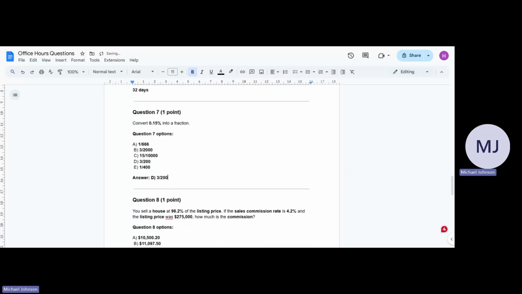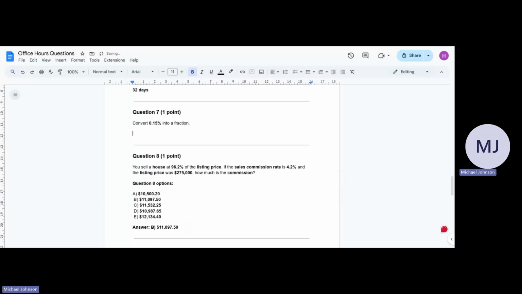So convert 0.15% into a fraction. Sorry, 0.15% as a fraction. So how we do that is putting this into a fraction. 0.15% is the same as 0.0015. So that's how it converts to a decimal. You have to put 2 zeros in front because it's a 0.15 decimal. So you do that, and then we can create a fraction from that.